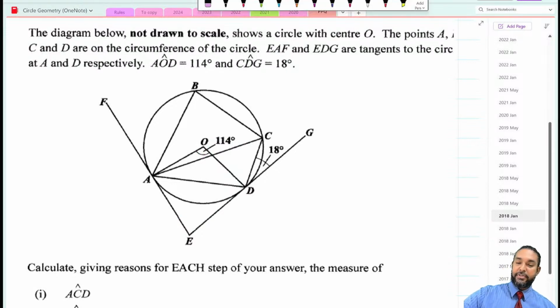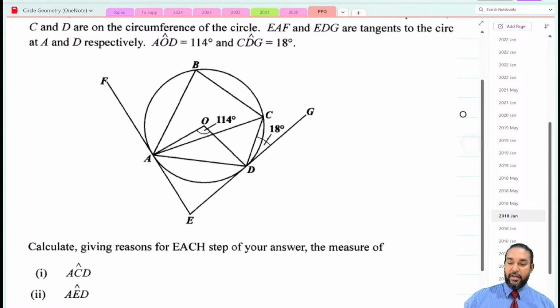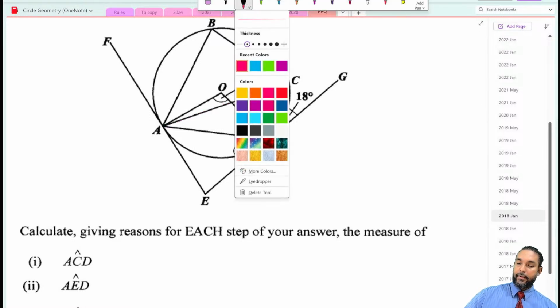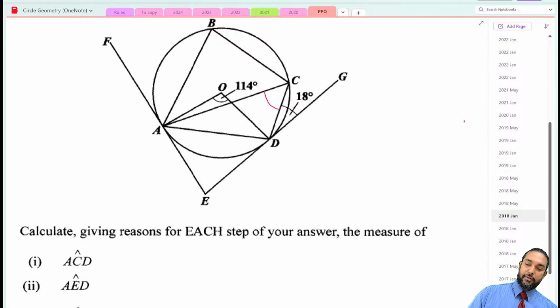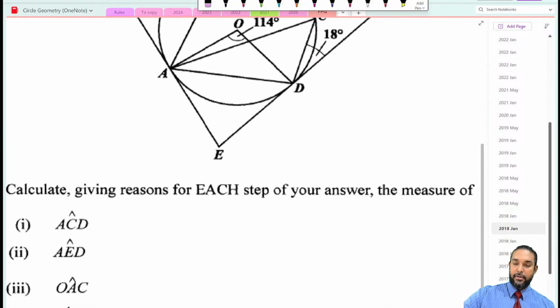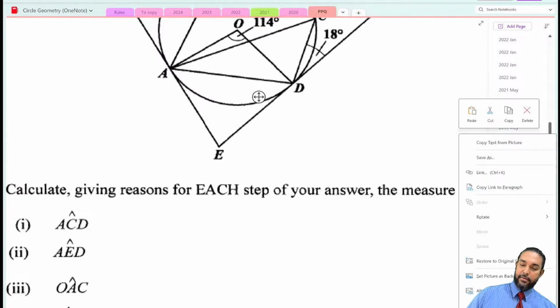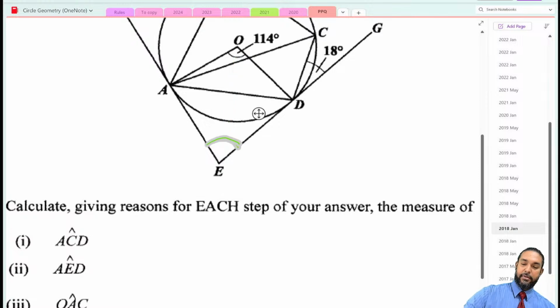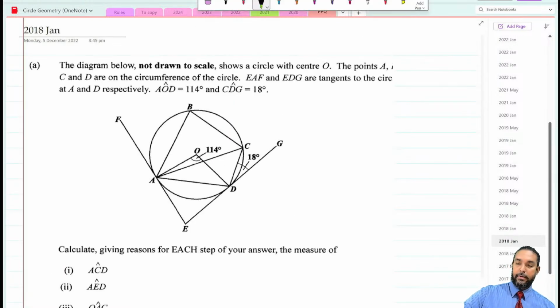Okay, let me see what they want. The first angle they want is ACD. ACD is that angle up in the corner there. So we know that angle is related to this angle here. And then AED, let's take a look at AED. Where is AED? Oh, look, AED is here. We talked about that just now. We know that these two angles are supplementary because of the work we did.